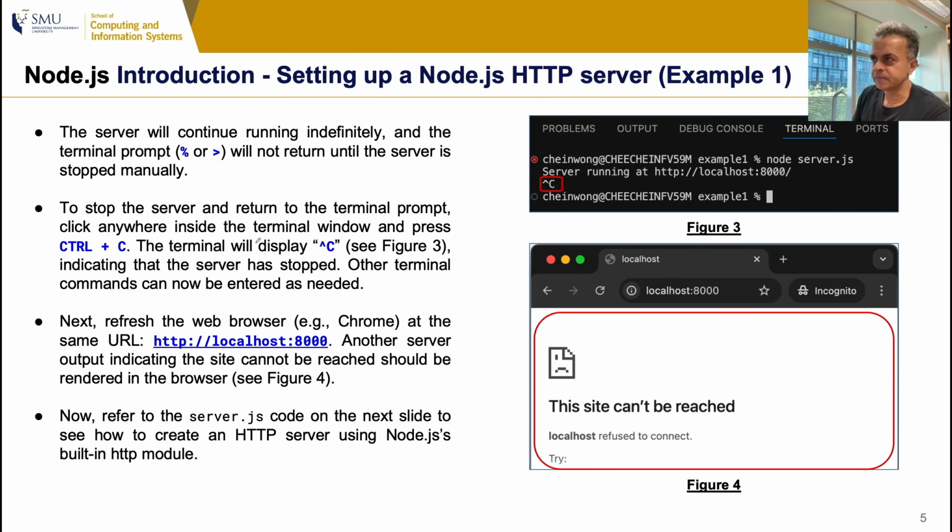If you want to kill it for whatever reason, you will use Control-C. Of course, after you kill it, nobody is listening on port number 8000 or whatever port you set it up to listen to. So if you go to the website like that, it will basically say it cannot be reached because nobody is home.